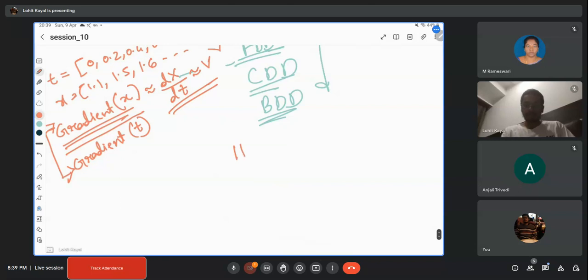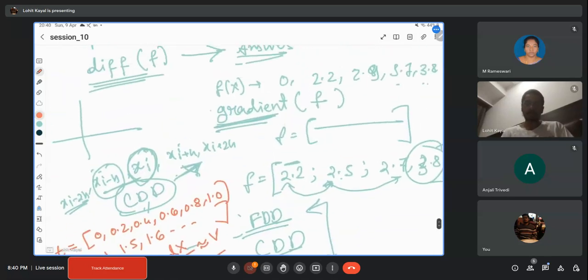So just write help gradient, h in small case. You will see the whole documentation on this gradient. All of these are small case letters. Gradient.